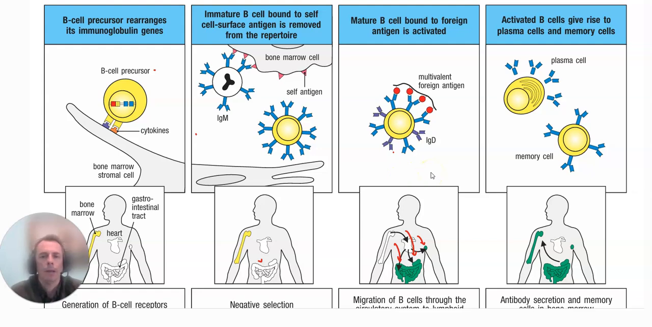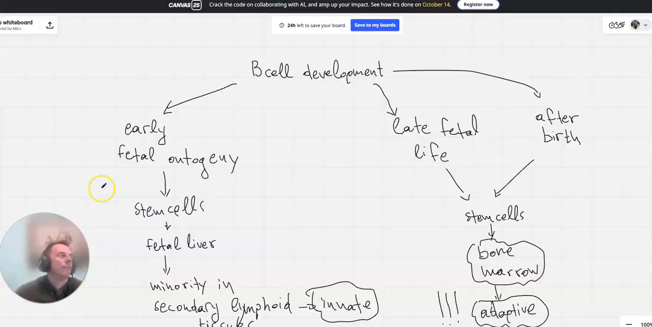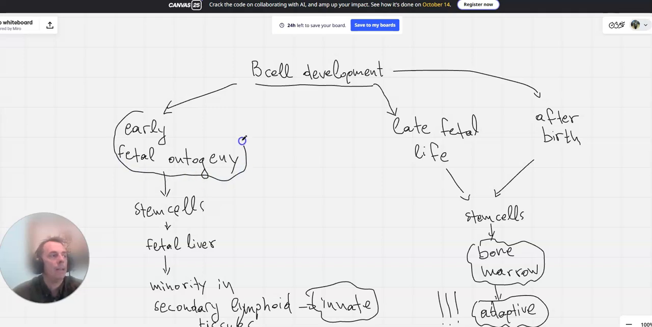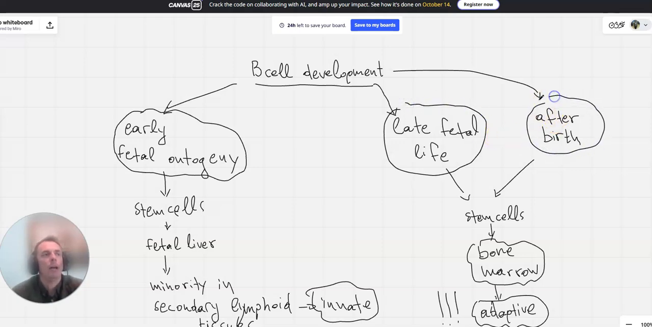Hi everyone, in this video we focus on the development of B cells. Here's an overview of this B cell development. First of all, the B cell development starts in the very early fetal ontogeny. It carries on in the late fetal life and it also continues after birth.